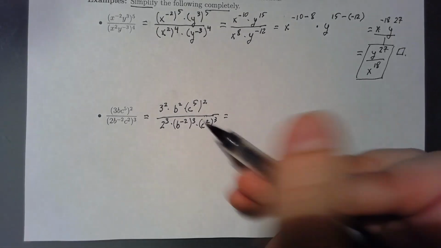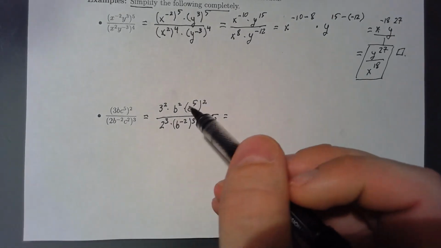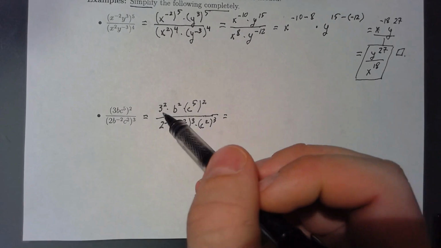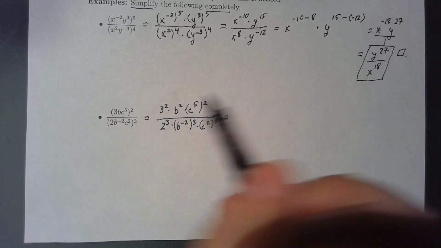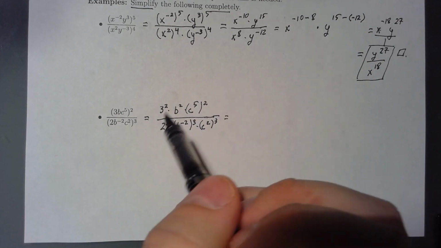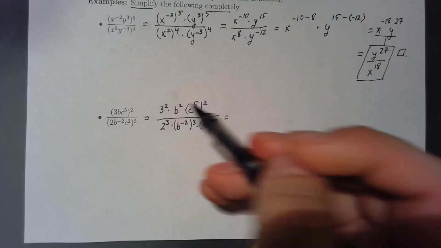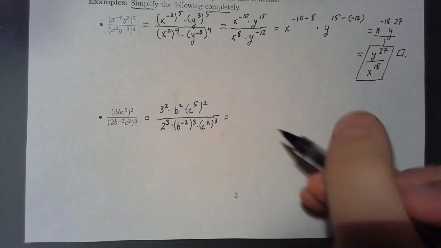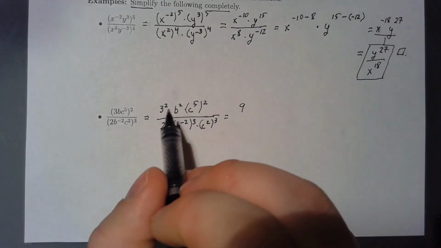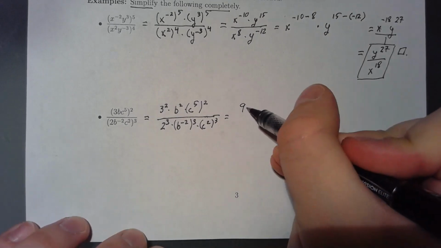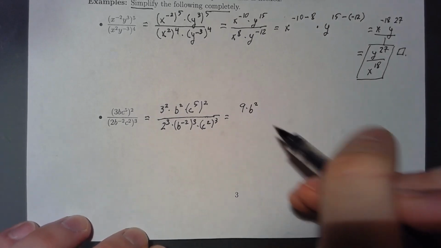Now that I've taken care of that, I want to see if I can simplify each one of these terms one by one. Okay, so 3 squared, what's that? What's 3 times 3? 9. You don't need a calculator for that. B squared, nothing wrong with that. Let me just write it there.